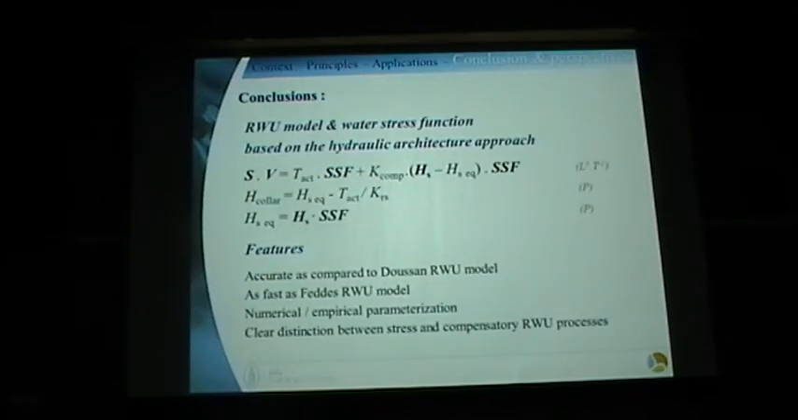So as a conclusion, here I show a summary of the equations that we developed: for root water uptake, for xylem water potential, and for the equivalent soil water potential felt by the plants, and some features of the microscopic model of the root hydraulic architecture. So for instance, it is very accurate as compared to the detailed Doussan root water uptake model. It is very simple and as fast as a Feddes root water uptake model in simulations.